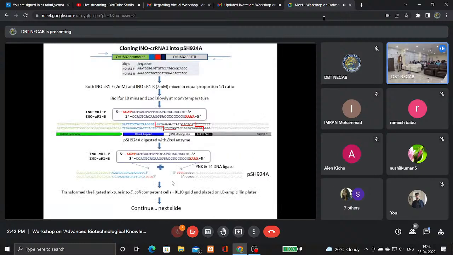Okay. Now this is the flow chart. So this is my first guide RNA for which I have designed the primer for the CRISPR. This is in the exonic region 2. And first, after designing them, we need to mix both the primers, forward and reverse primer, at a concentration of 2 millimolar. We mix it in an equal 1:1 ratio, and then we just boil it for 10 minutes. After boiling, we slowly cool it at room temperature.